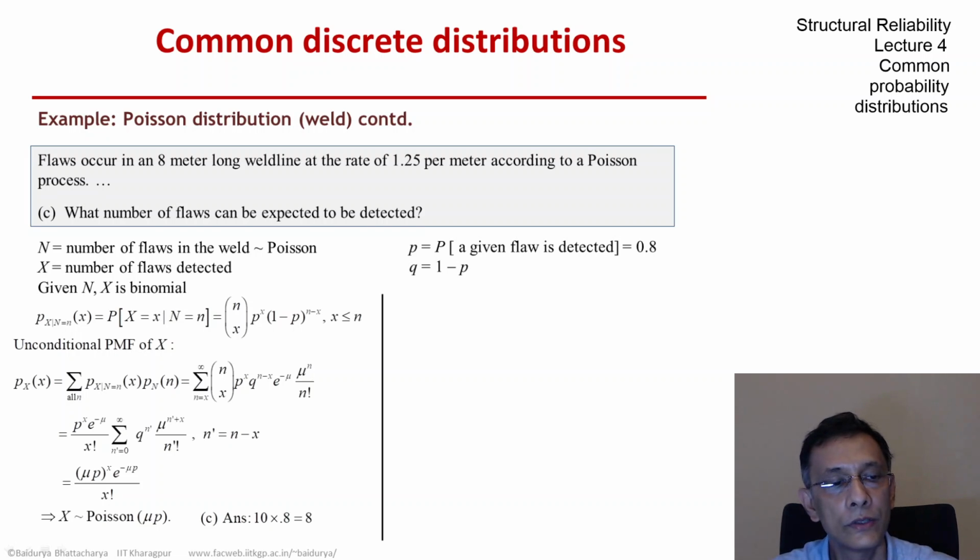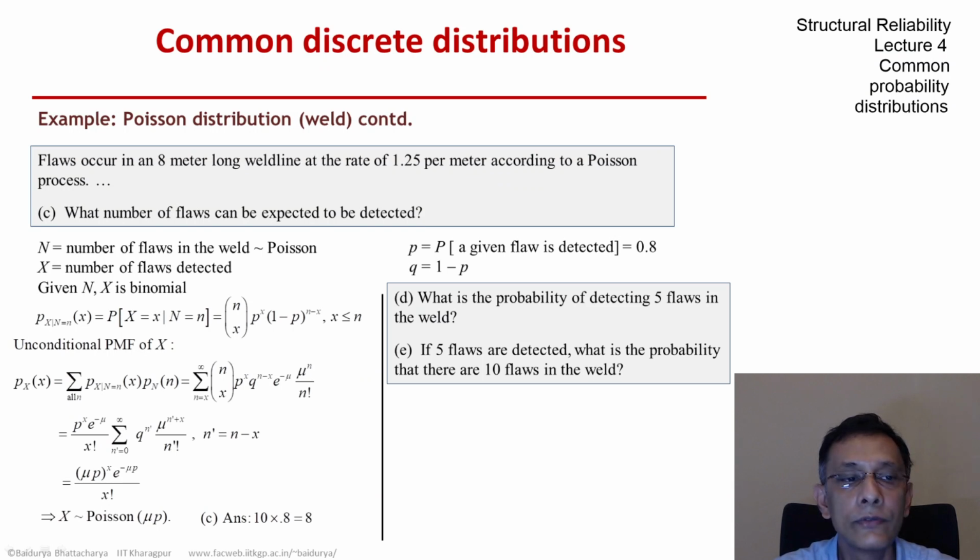For C the answer is mu p, so that's 8. So there are on average 10 flaws in the weld, but the average number of detected flaws would be 8. Now let's solve D and E. The probability of detecting 5 flaws in the weld would be simply the Poisson PMF for X, and that's about 9.16%.